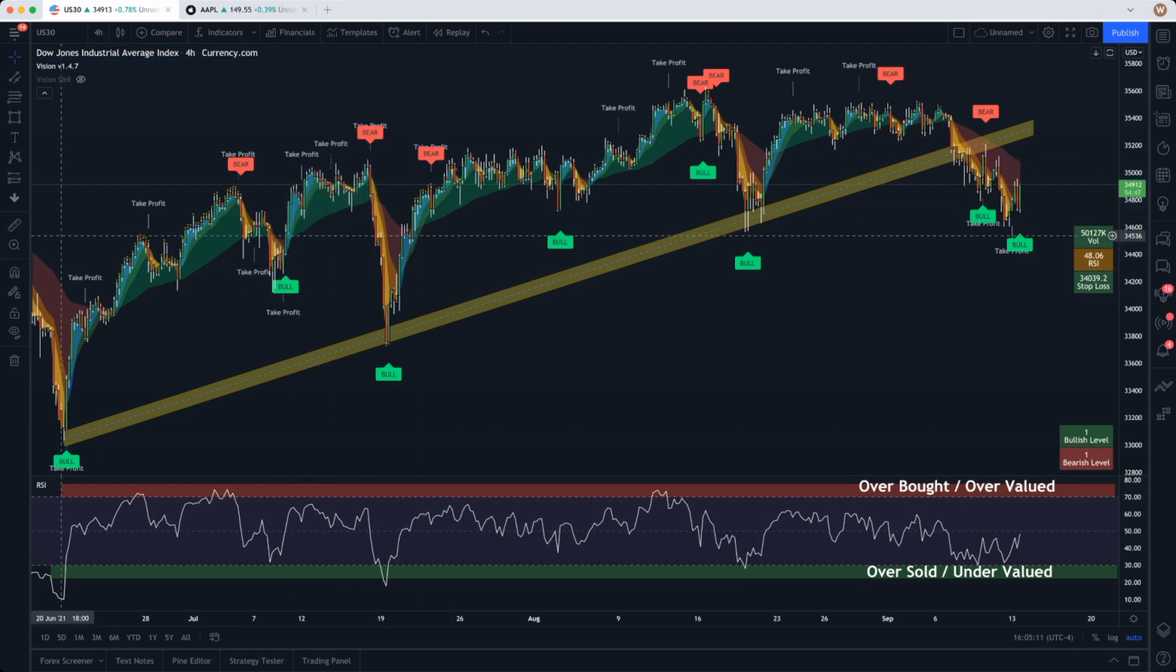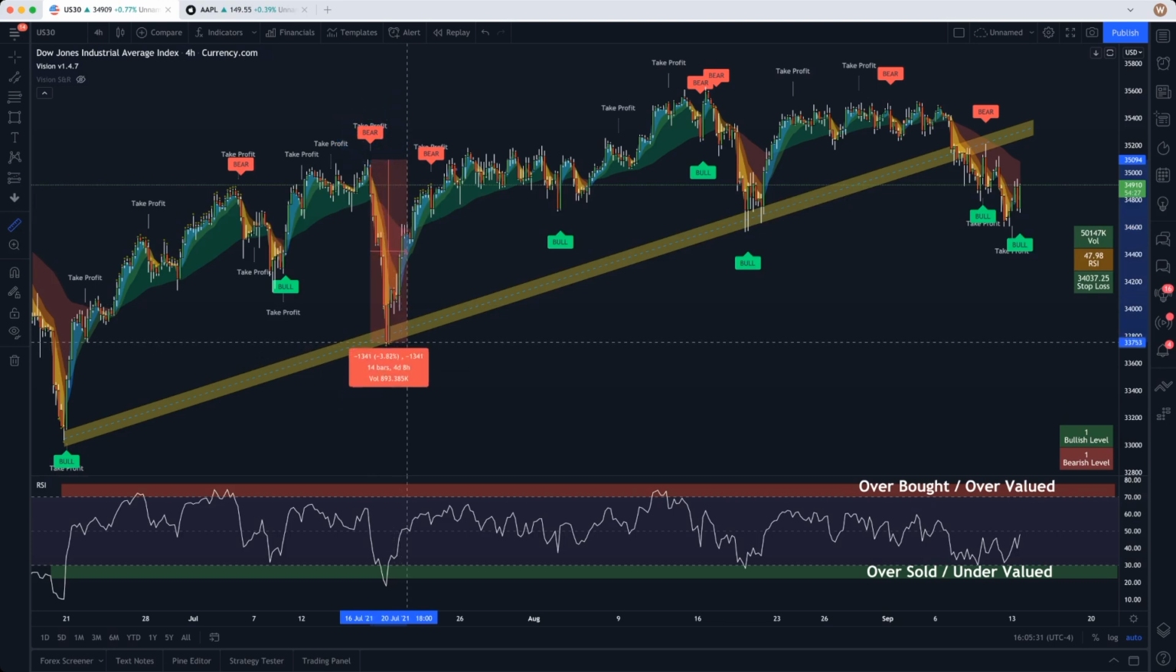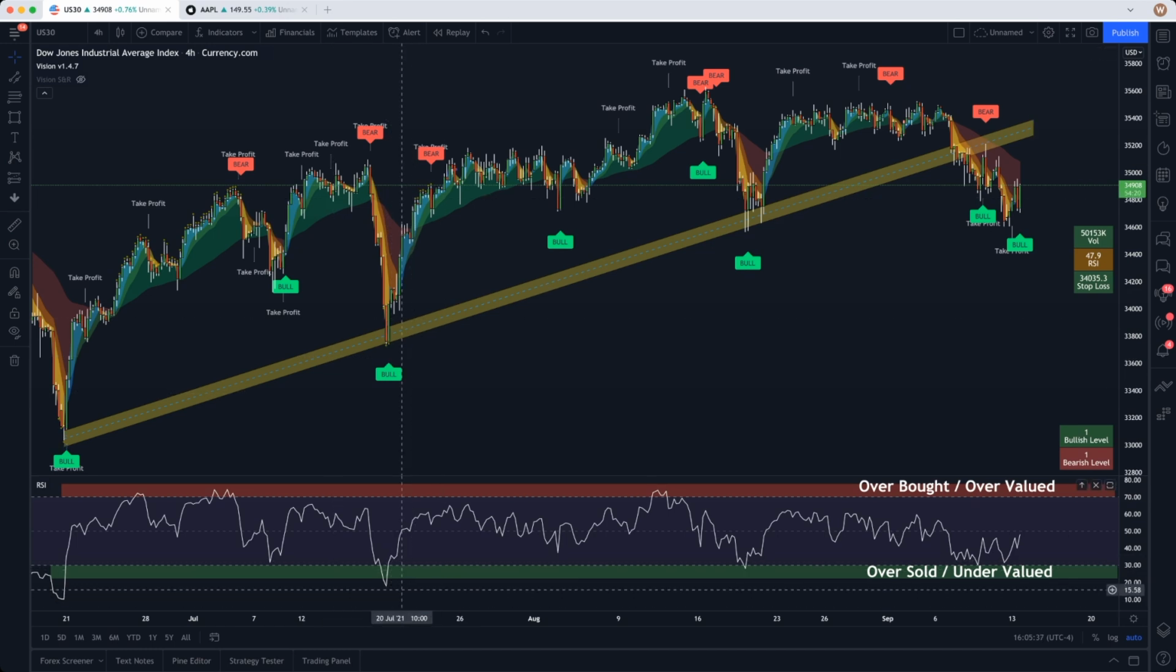Plenty of room. RSI didn't, again, quite come up to our red zone here where it was overextended. But again, it is getting into the overbought territory. Vision popped a bear signal there, and plenty of room to make some profit there. And we can go over this over and over again, but I think you guys probably get the point now.